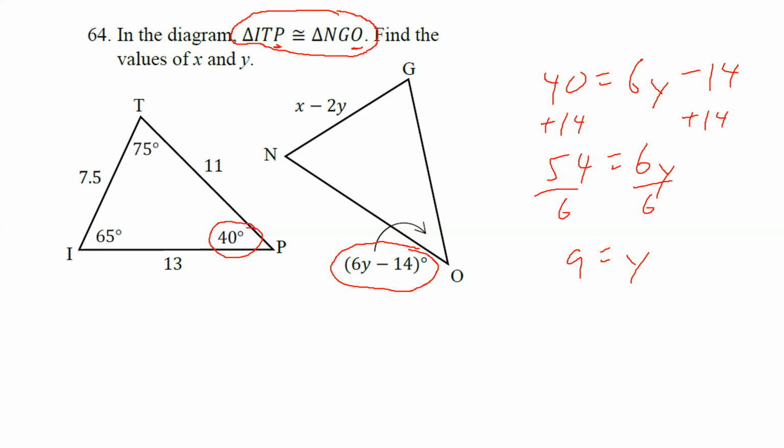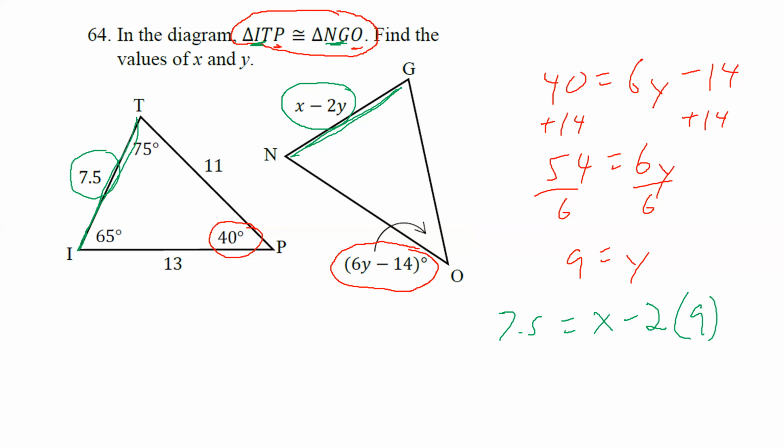Change my color one more time. For this piece, which is between N and G, if I look up here at the top, N and G are the first two letters. So in the other triangle, I and T are the two that we're using. So I'm setting that equal to 7.5. So 7.5 equals x minus, I got a little ahead of myself, let me erase that. So x minus 2 times y, which we already know is 9.